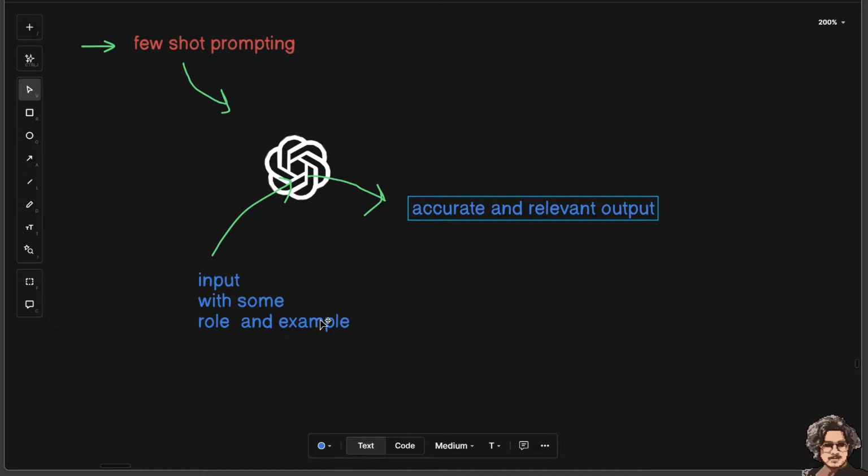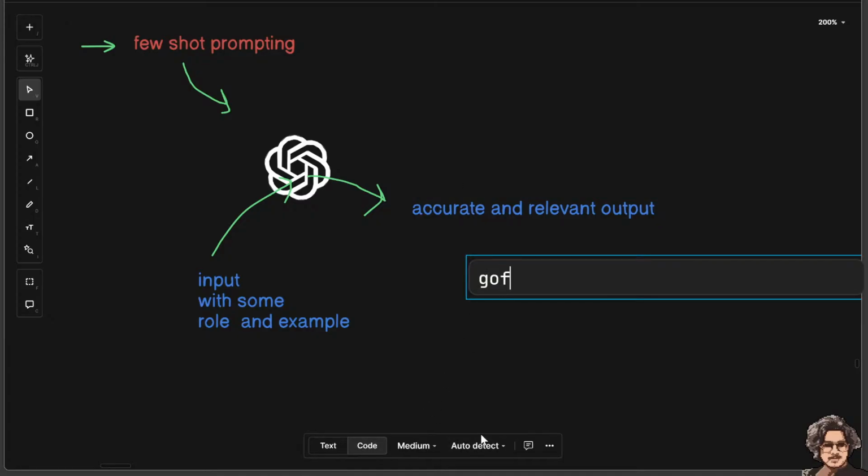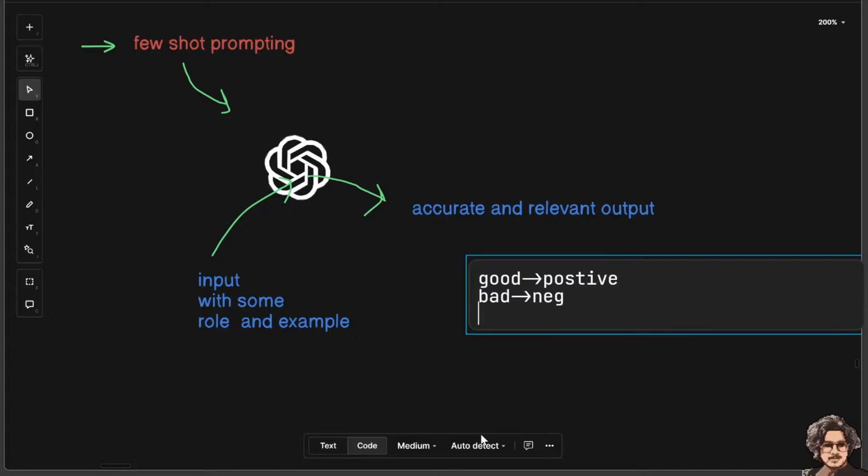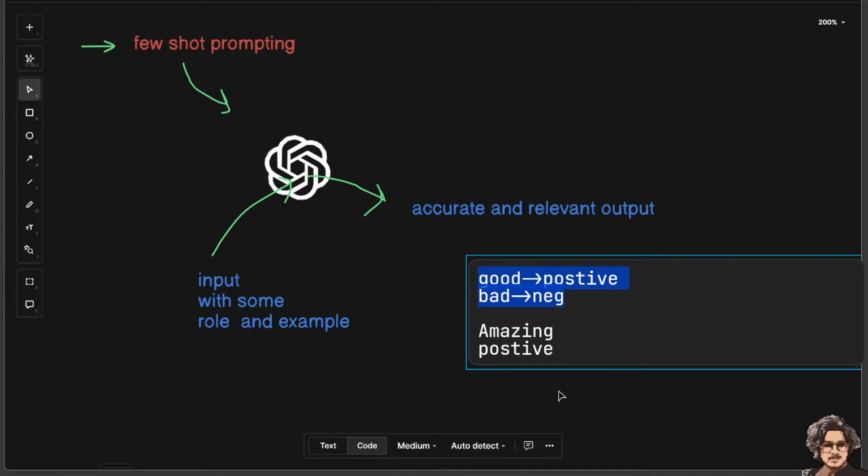For example, guys, if we have to explain that good means positive, okay, bad means negative. Whenever we say anything related, like if we want to know the meaning of amazing, it will return the positive thing. We give examples like this one, and the model predicts this is a positive thing.